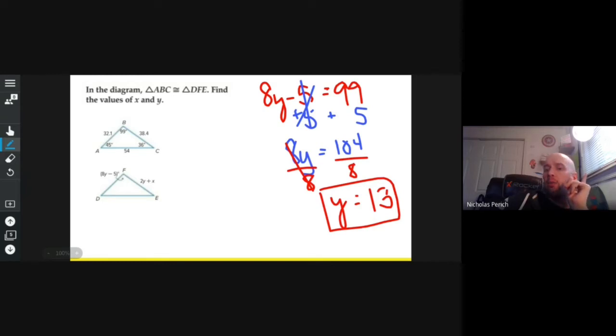Now that I have y is 13, I can replace the y in the other guy by 13. So I could say 38.4 equals 2 times y, which is 13, plus x.